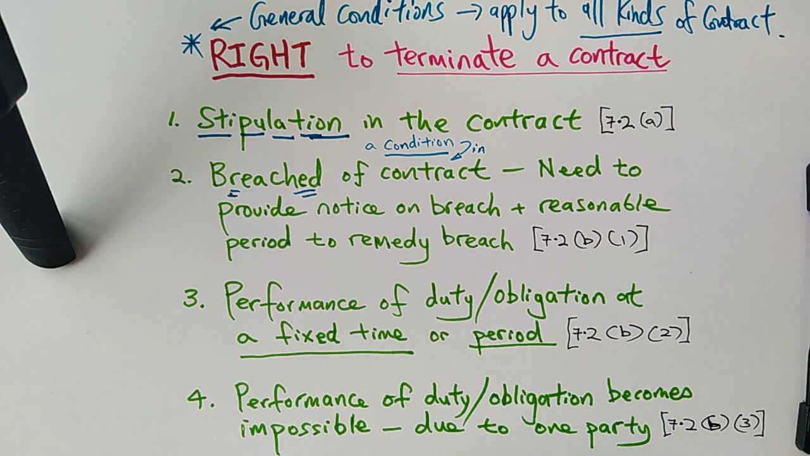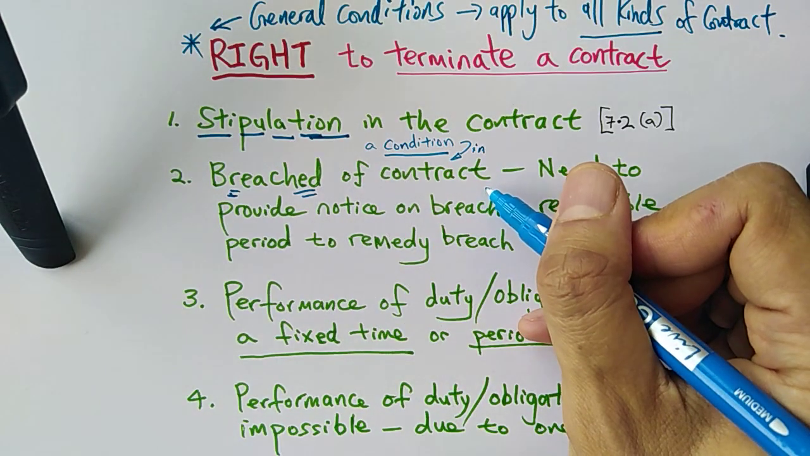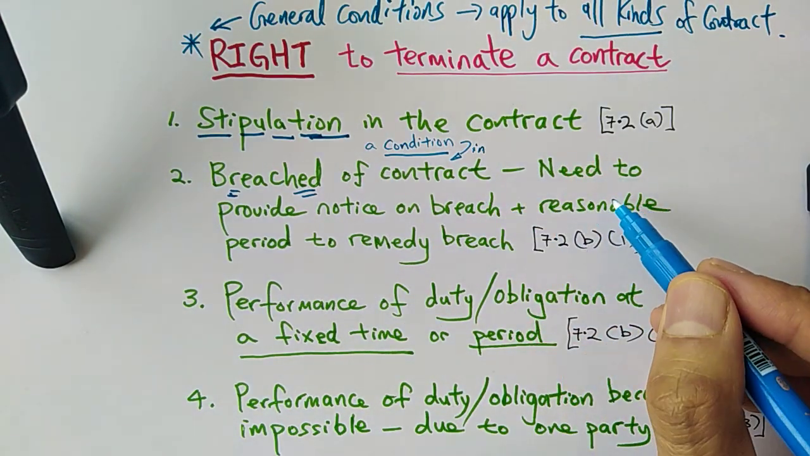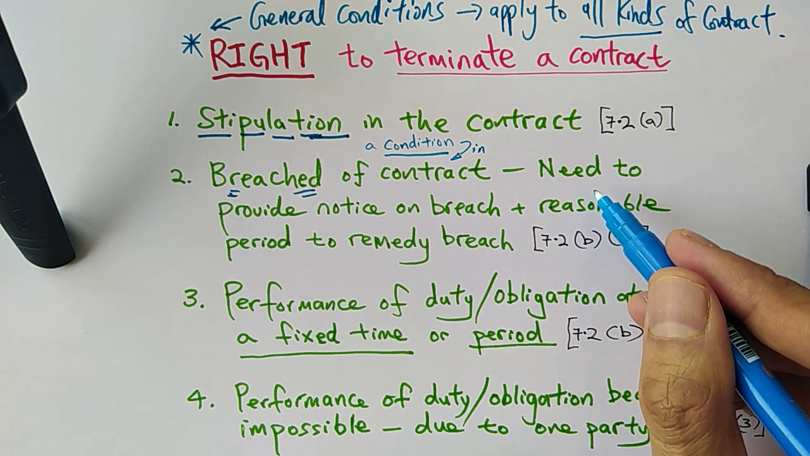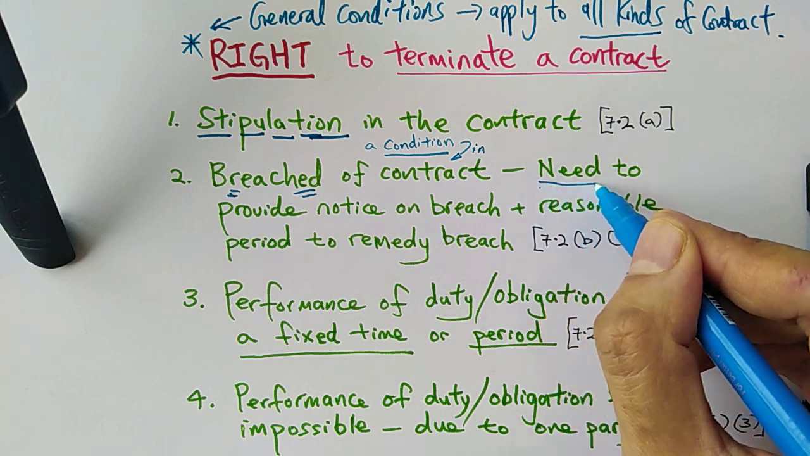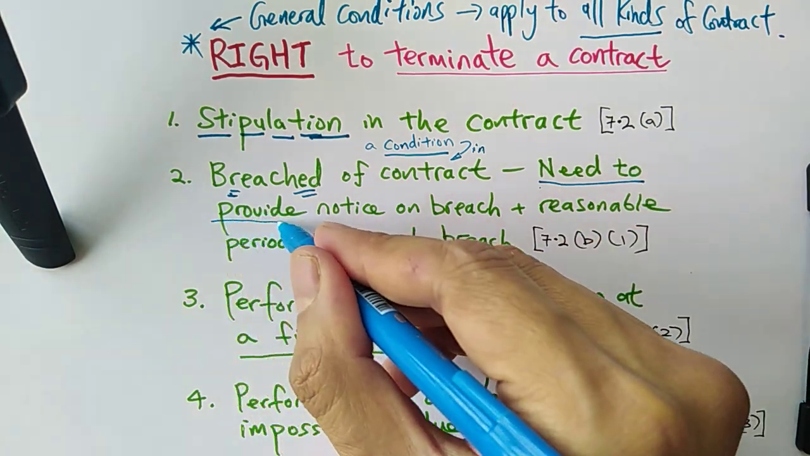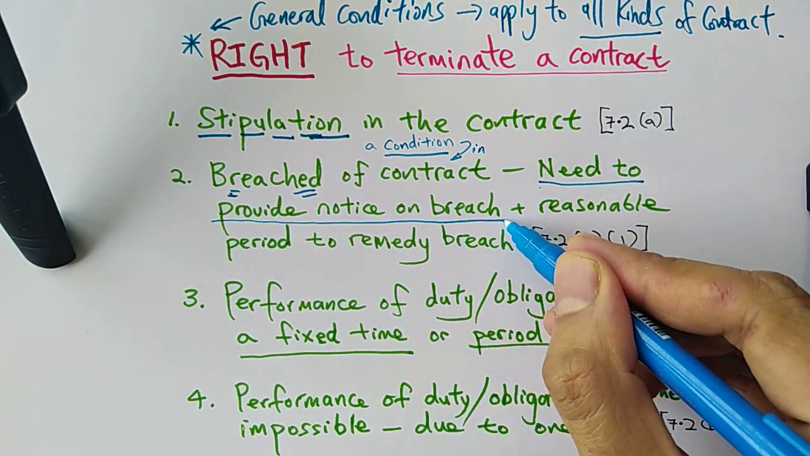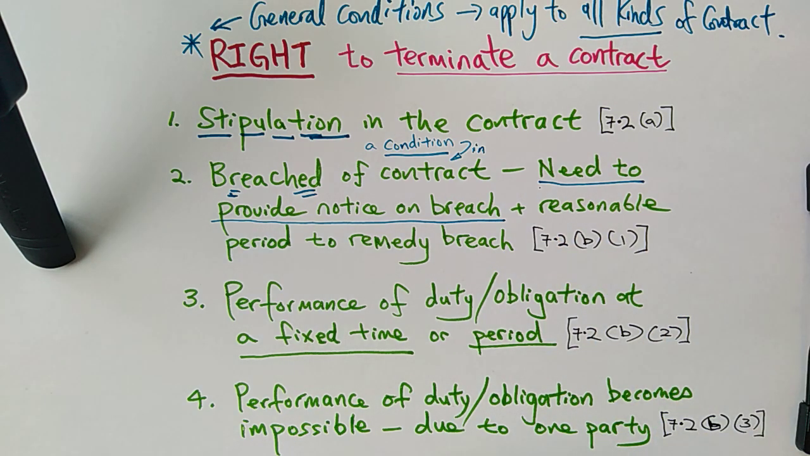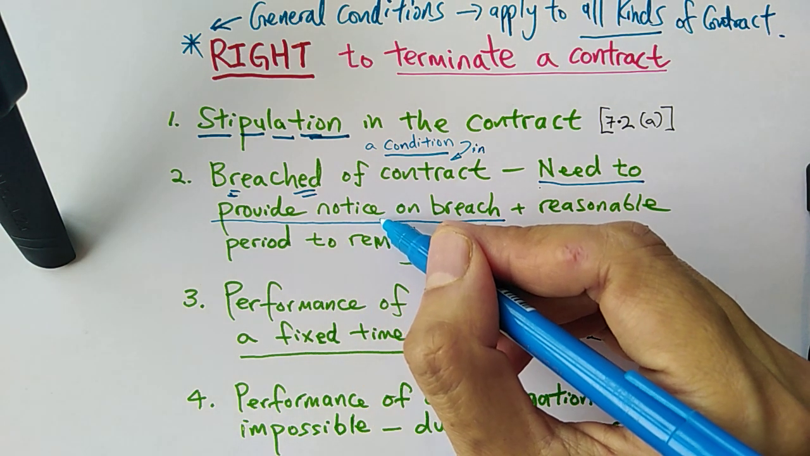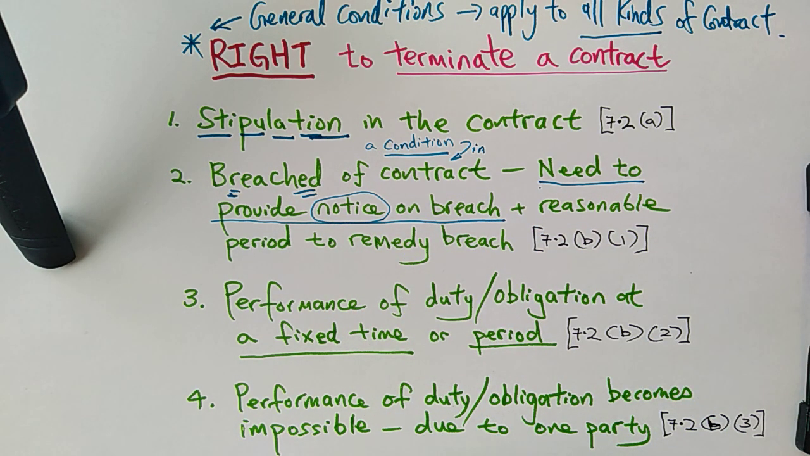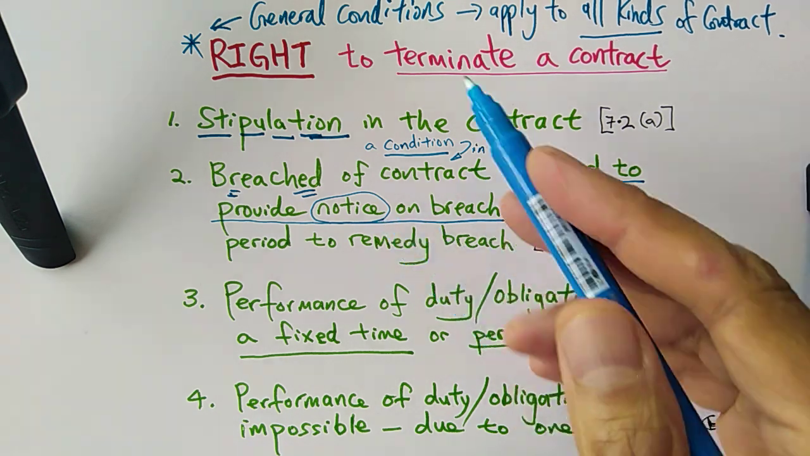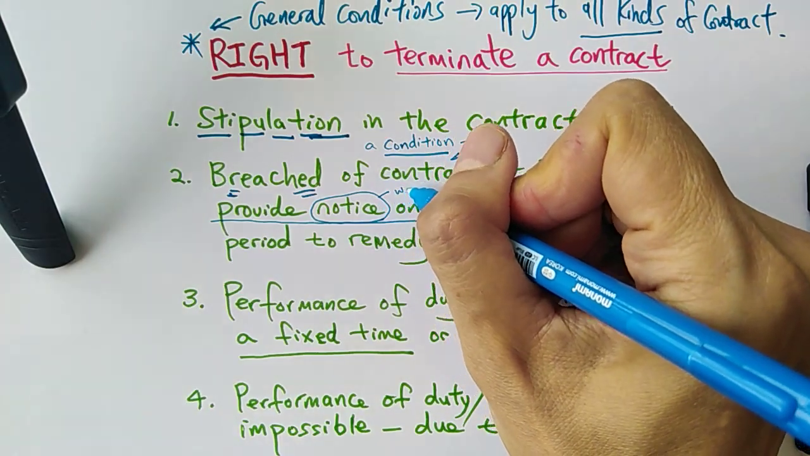No. For a breach of contract, you, who is the aggrieved party, the damaged party, need to do something first. What do you have to do first? You need to provide reasonable notice on breach of contract. Notice here, provide notice, meaning you have to give a letter. Example, in today's terms, an email. It has to be a notice in writing.